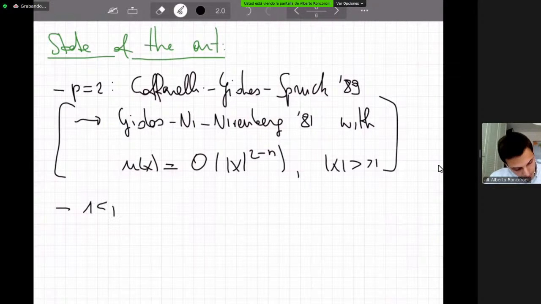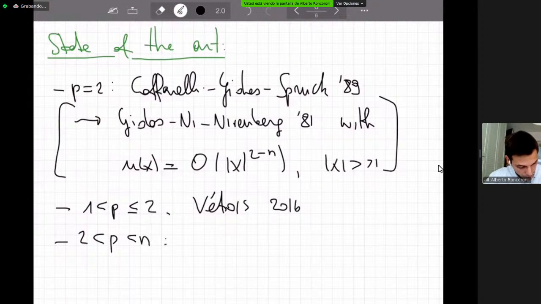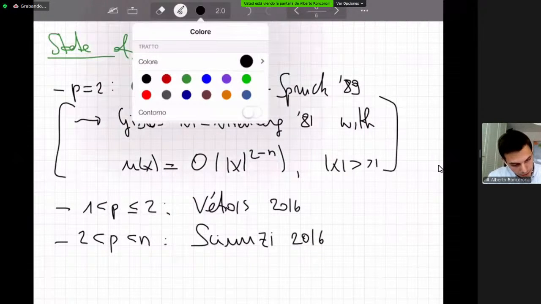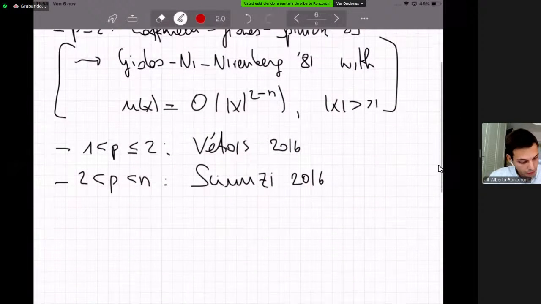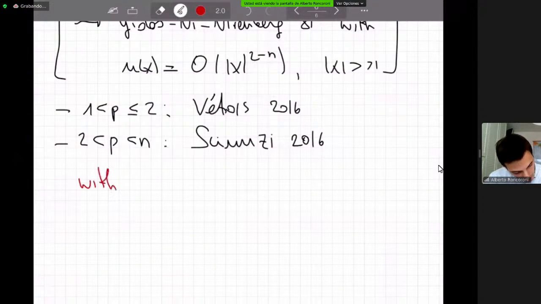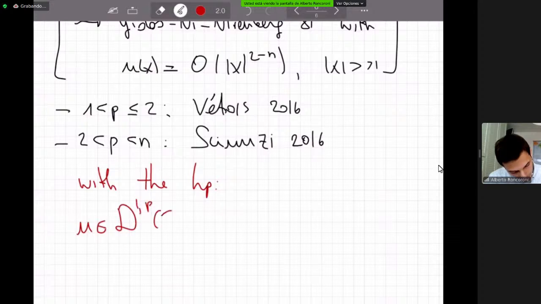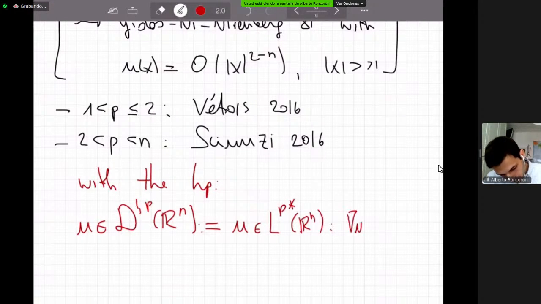Okay, so then the general case. For P between 1 and 2, this was proved by Jérôme Vétois in 2016, and the case P between 2 and n, so the remaining case, was proved by Ciraolo, Figalli and Roncoroni, always in 2016. But an important difference is that in these two results, for the real p-Laplacian world, they assume, with the hypothesis, U in this space D^{1,p} of R^n, which is the space of U in L^{p star} of R^n, such that the gradient of U is in L^p.